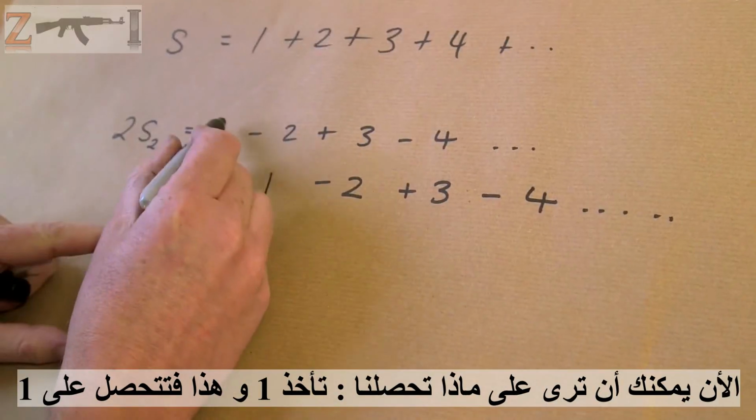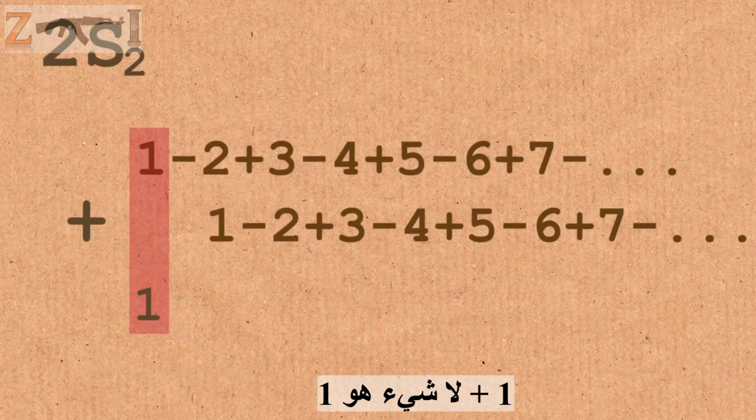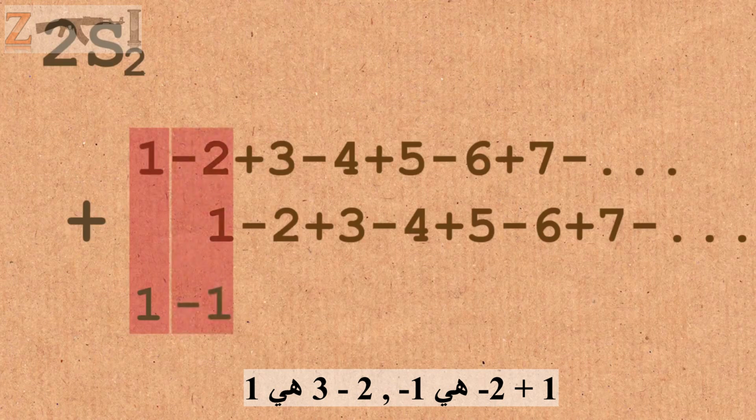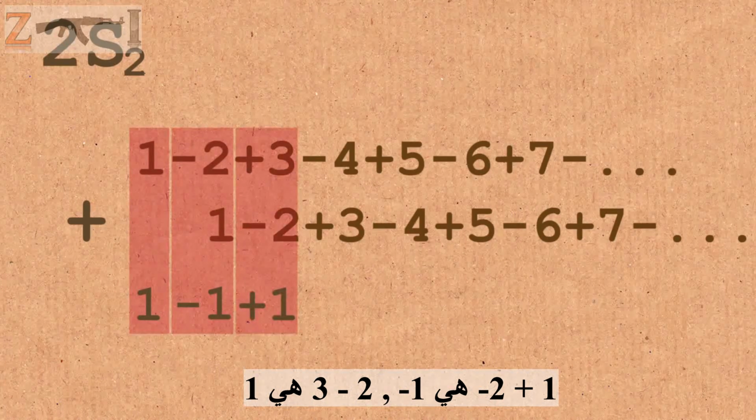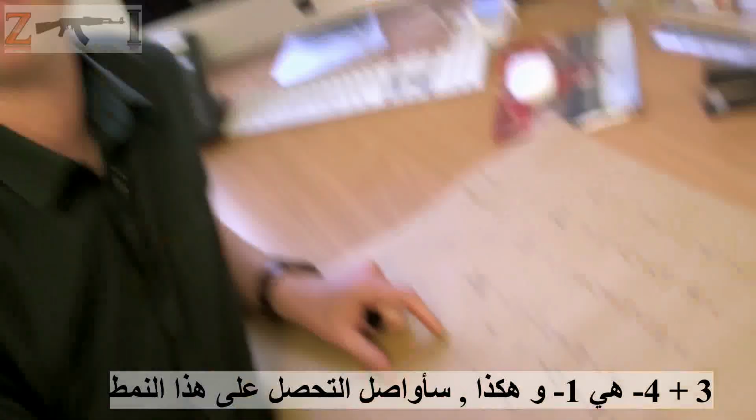You take this one and this and this, and I get 1. So 1 plus nothing is 1. Minus 2 plus 1 is minus 1. 3 minus 2 is 1. Minus 4 plus 3 is minus 1, and so on. And I'm going to keep getting this pattern.